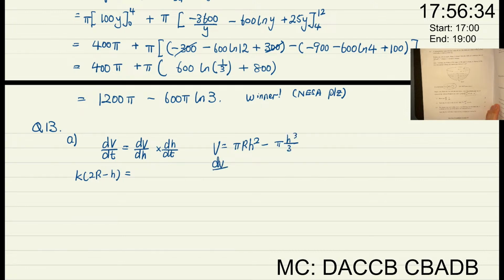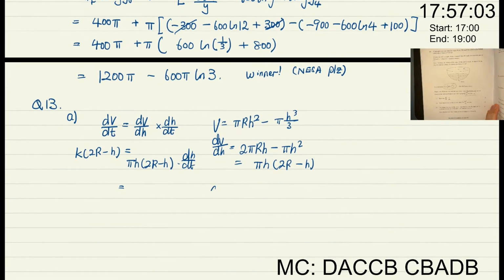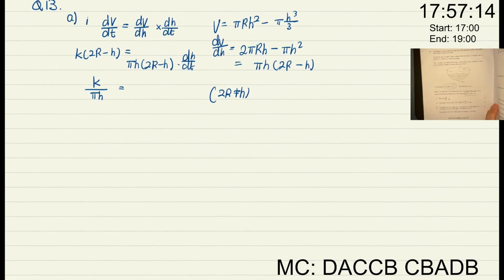So dV/dh, we can just put that in. 2 pi R h minus pi h squared. Okay, that looks fun. We might as well factorize it. And that's pi h times (2R minus h). And we've got the dh/dt. Dividing that to the other side, assuming that 2R is not equal to h, just putting a little note to self there, is k over pi h, like we wanted. Great, 13a part 1, done. Part 2.